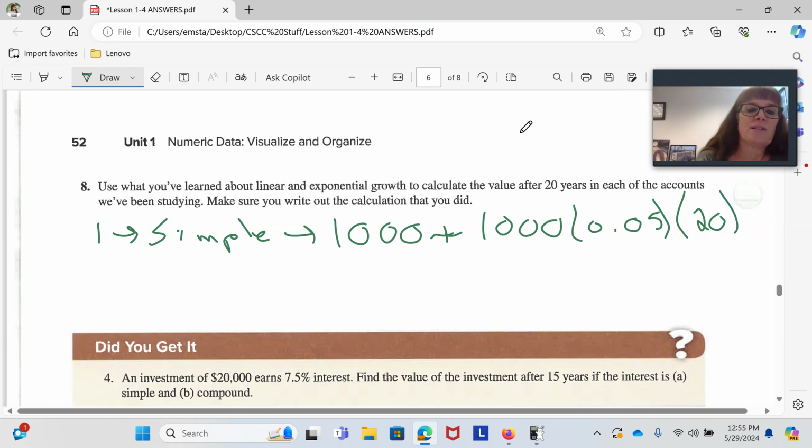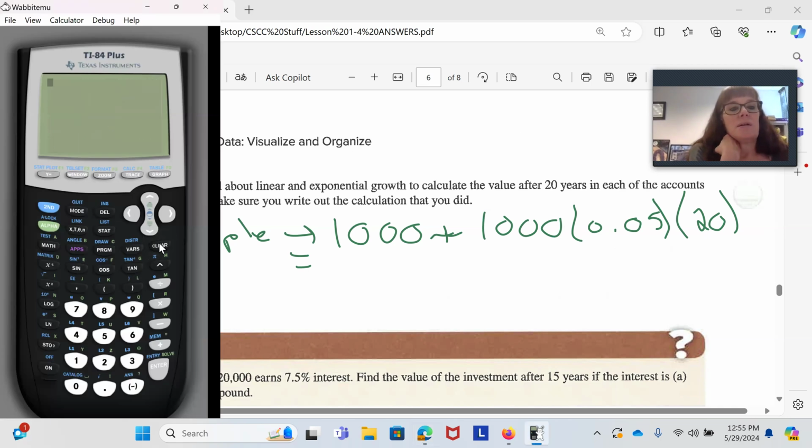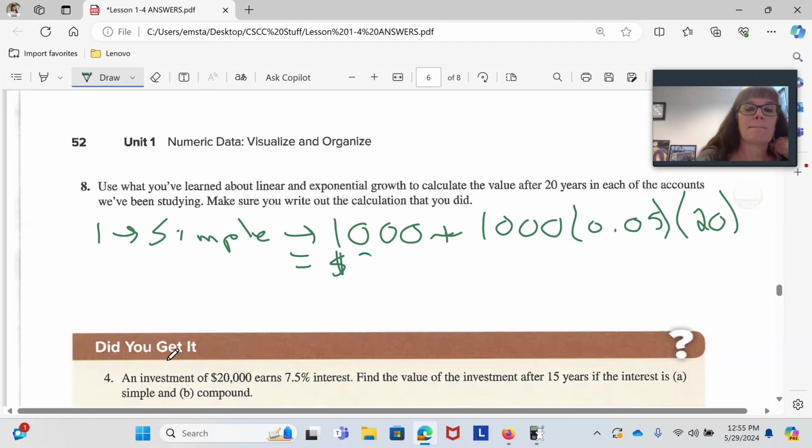So let's go ahead and put that into our calculator and calculate it. Let's clear this. So we're going to take 1,000 plus 1,000 times 0.05 times 20 years. After 20 years, there will be $2,000 in that account. I apologize, that 1 0 looks a little bit like a 6. We'll fix it. Let's now do account 2. Account 2 was the compound interest.